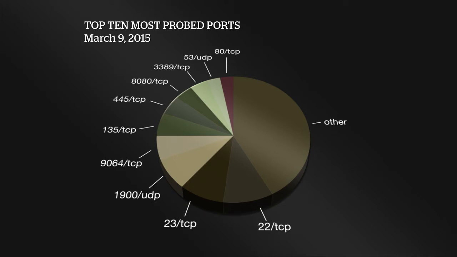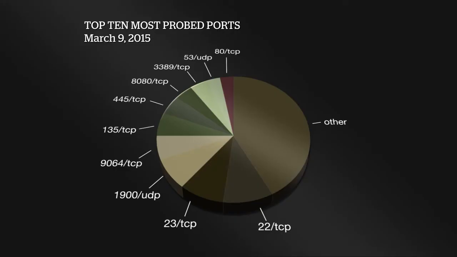445 TCP, the Conficker stuff. 53 UDP, again, probing for DNS or associated with reflective DDoS attack activity. Port 135 TCP, we're still seeing activity on that port, which still baffles me, but it apparently continues. And then 1433 TCP, that's probing for Microsoft SQL database. 3389, that's remote desktop protocol, and then 8080 TCP, likely looking for proxies.